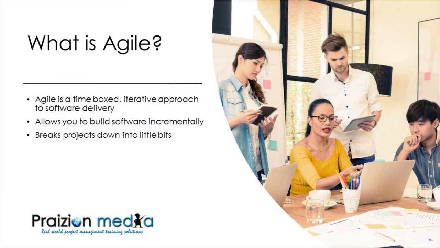If you've not worked with Agile before or are not sure what Agile is, we're going to start this video with a brief overview and answer the question, what is Agile? Agile is a time-boxed, iterative approach to software delivery that builds software incrementally from the start of the project instead of trying to deliver it all at once at the end. It works by breaking projects down into smaller bits of user functionality called user stories, prioritizing them, and then continuously delivering them in short 2-week cycles called iterations.